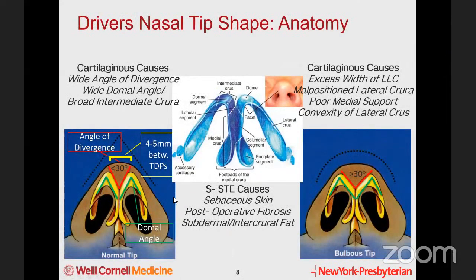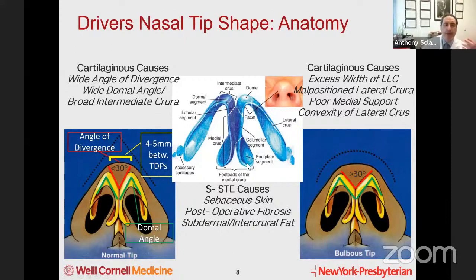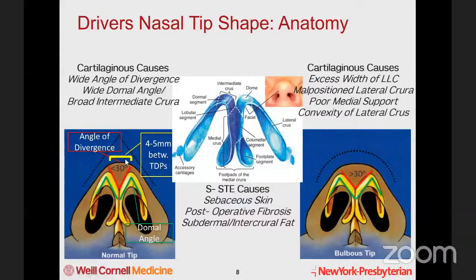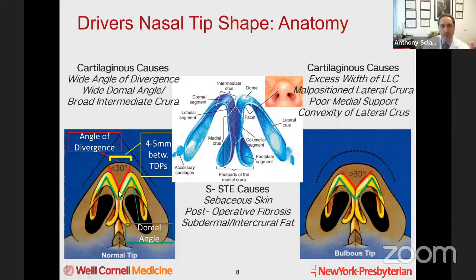So what are the causes, right? Well, if you think of your natural lower lateral cartilage as intermediate crus, medial crus, lateral crus, you can have a wide angle of divergence, and that's the angle beginning at where the medial crura touch each other and breaking apart to go towards the dome. That really should be less than 30 degrees.